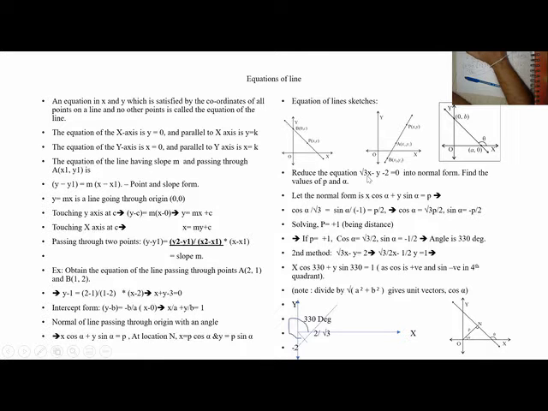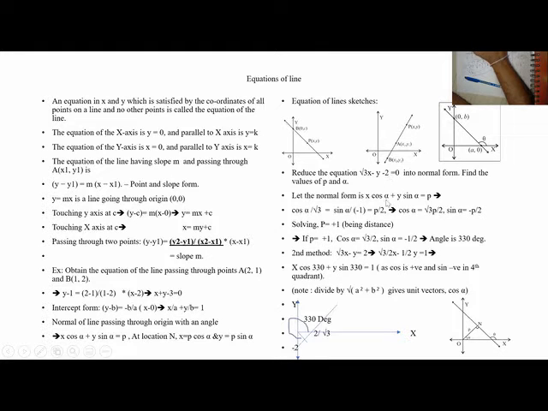Root 3. This is root 3. B is minus 1. So ax plus by plus c. So a root 3 whole square is 3, 1 square is 1, 3 plus 1 is 4. So if we divide by 4, under root, it is 2. So root 3 by 2 x minus y by 2 is equal to 1.